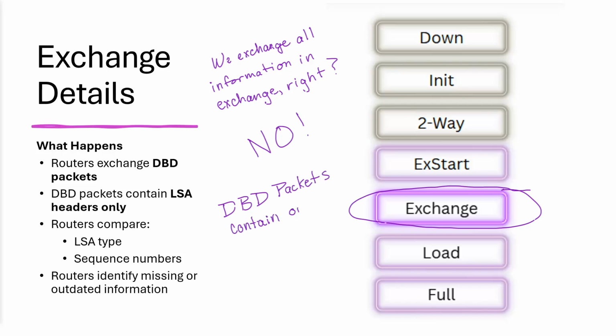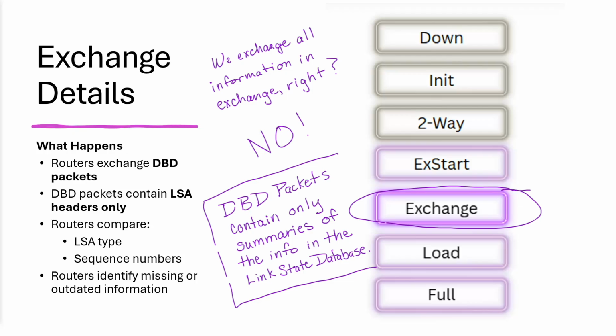During the exchange phase, routers send database description packets, DBDs. DBD packets contain summaries only, not full information. At this stage, the information exchanged is a high-level summary of what each router knows. Think of it as comparing story headlines, not the full story.